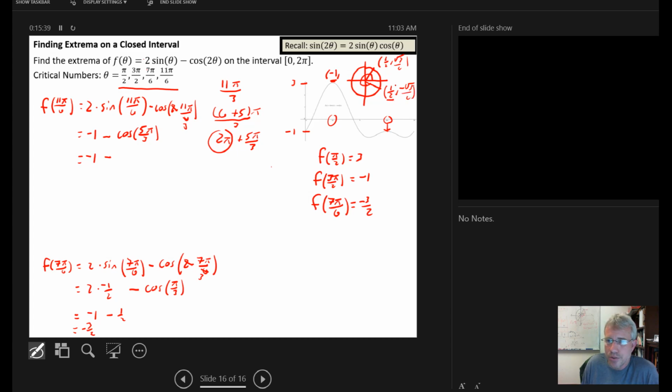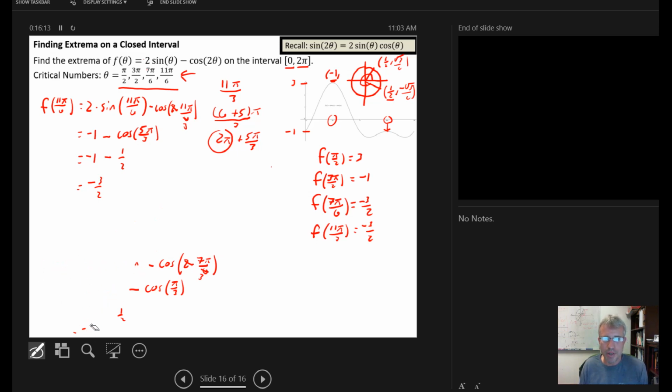So the x-coordinate's still a half there. So we get minus 1/2 equals negative 3/2. So f of 11 pi over 3 is also negative 3/2. Now we've done step 2. Step 1 was find the critical numbers. We did that. Step 2, evaluate the function at each of the critical numbers. We did that. Step 3, evaluate the function at the closed interval endpoints. So that part needs to be done next.